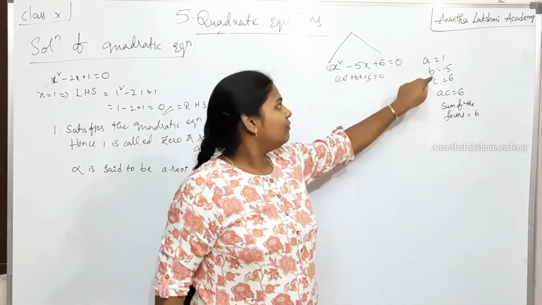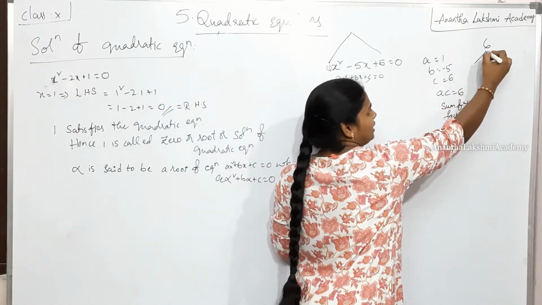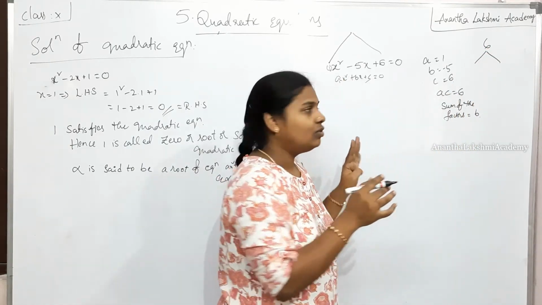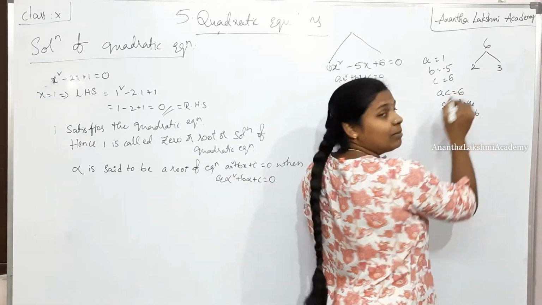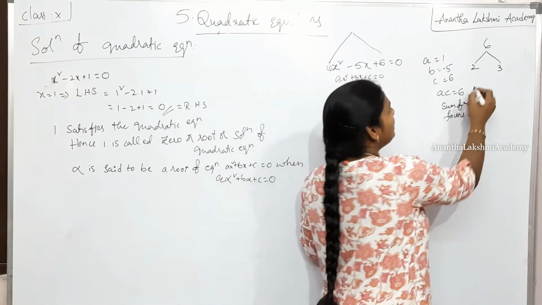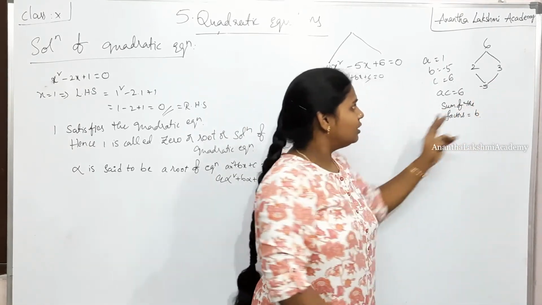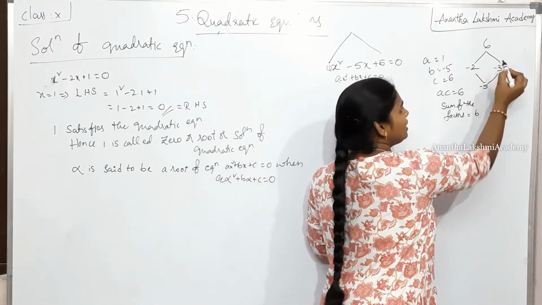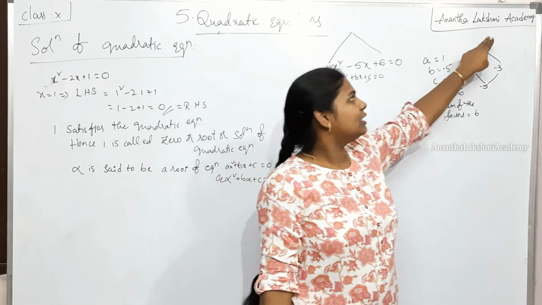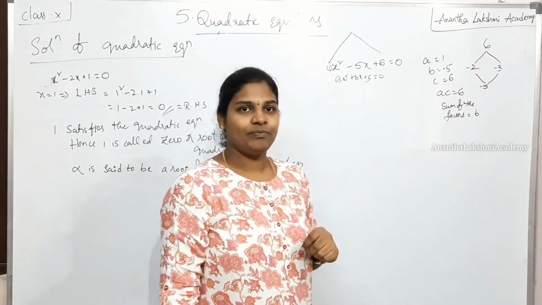So here we have to figure out factors of 6. What are the factors of 6? 2 and 3, can I write? Yes, but when you sum them up, it should be equal to b, which is minus 5. 2 plus 3 is 5, but not minus 5. But in order to get minus 5, if I take minus 2 and minus 3, minus 2 multiplied with minus 3 gives 6, and when they are added, it gives minus 5.